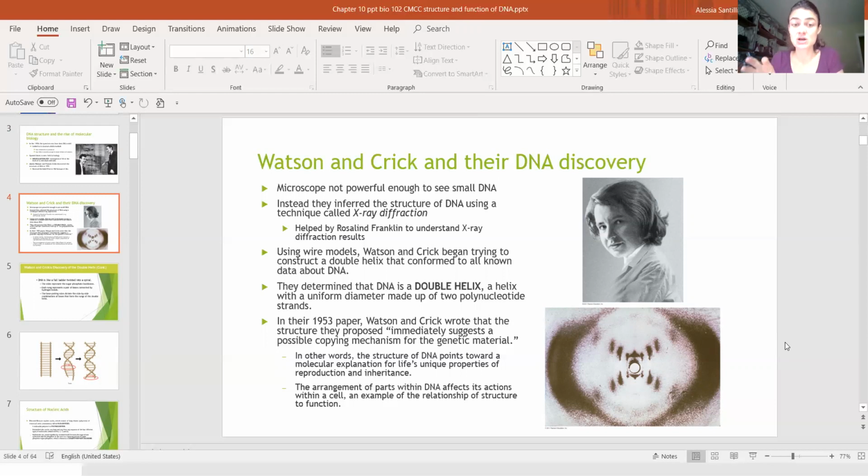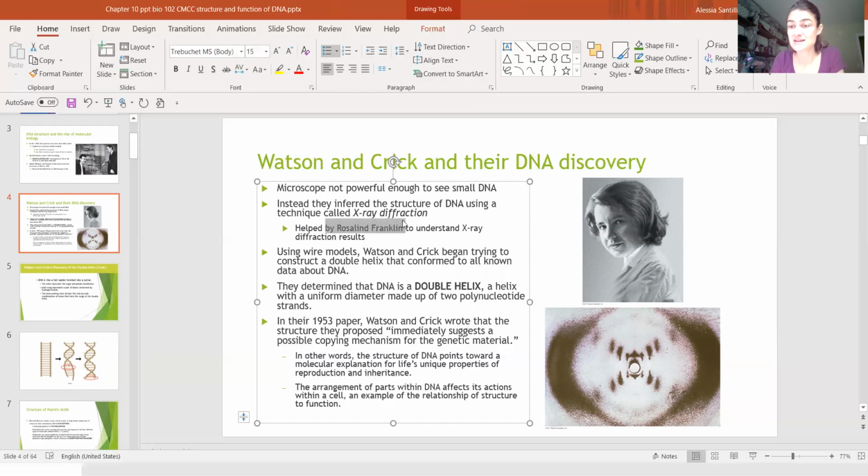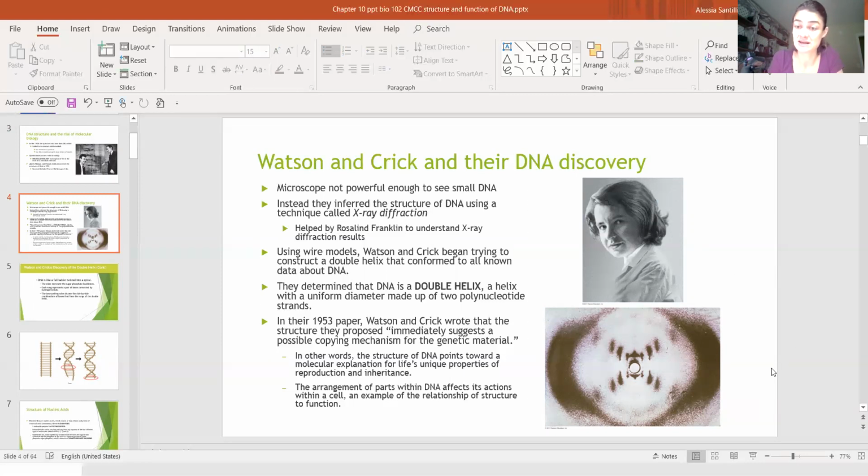From that picture, with the help of this other lady known as Rosalind Franklin, who was an expert at this technique, the X-ray diffraction technique, they were able to figure out what DNA looked like. Unfortunately, Rosalind Franklin, since she worked so much with X-rays, actually died of cancer really early on. And so by the time Francis and James were awarded the Nobel Prize, she was dead, and the Nobel Prize does not get awarded to people that are already dead.